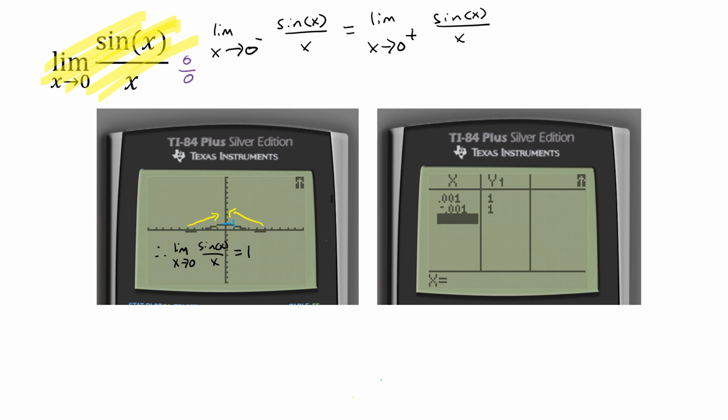So for the right, this is the right of 0, this is the left of 0. For the right, I just chose 0.001, and it approximately equaled 1. Of course, it doesn't exactly equal 1, but the calculator is just rounding because it's super close. And then for the left, I picked negative 0.001, and that also approximately equaled 1. So then we could say, therefore, the limit as x approaches 0 of sine of x over x equals 1. So these are two ways of doing it if you have graphing technology.